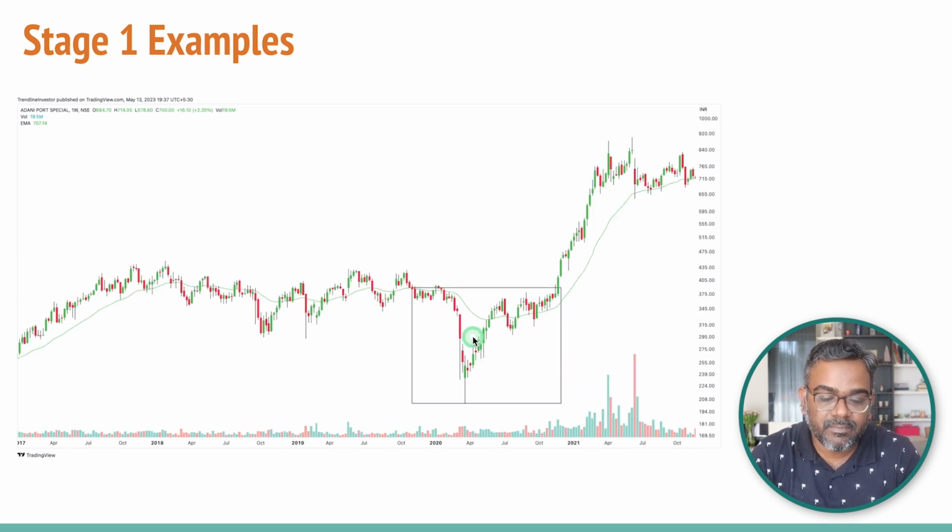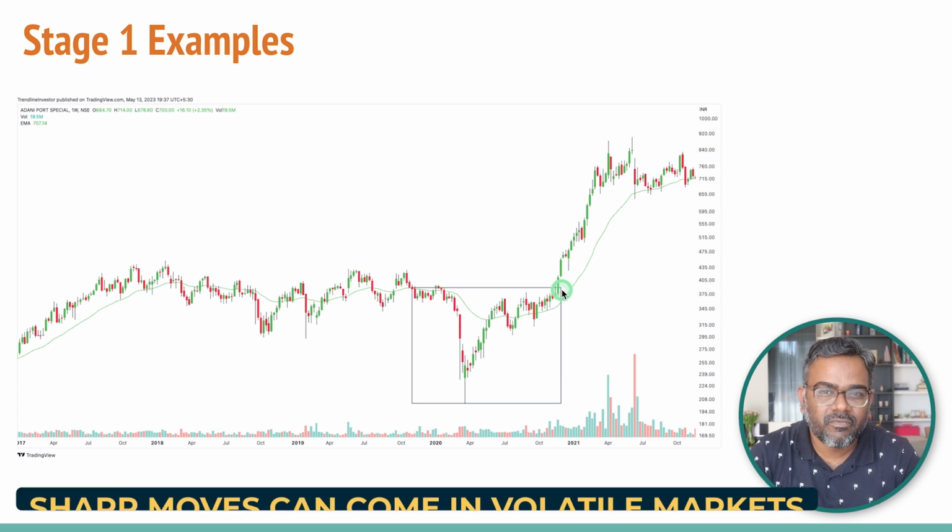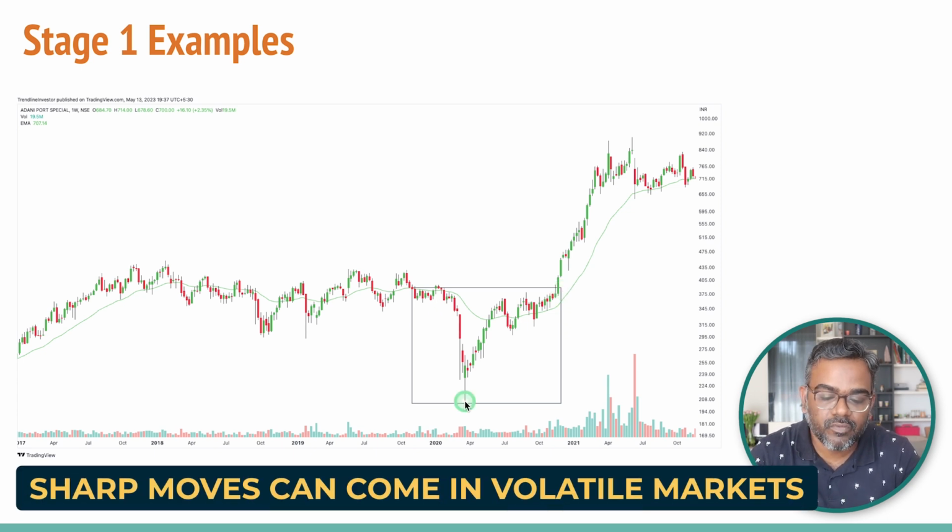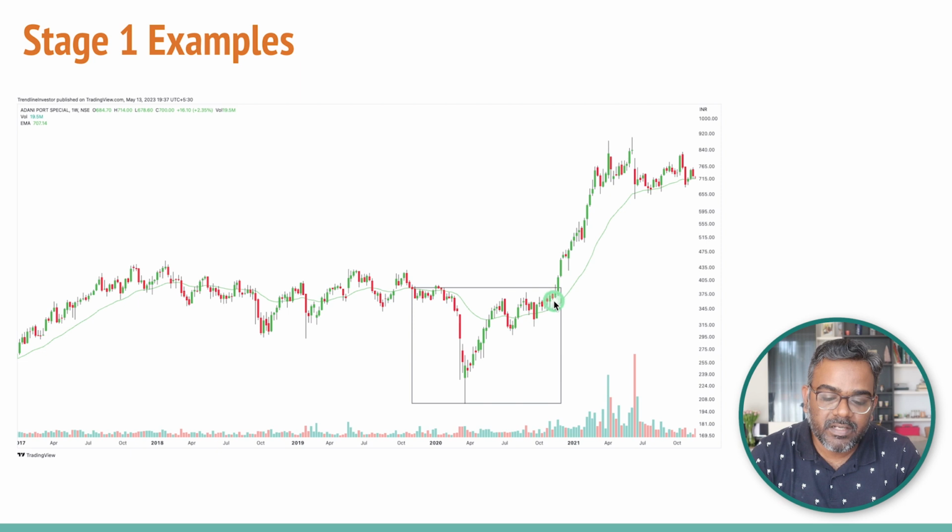Another example here is Adani Ports. It need not be necessary that the base is always in a range. We can also have bases like this. It is also something that you can look out for, especially when there's a very volatile market. You will have such sharp moves down and sharp moves back up. Here again, the 30-week moving average has been going sideways, and the stock has been going up and down, and finally we had a strong move here, which is ultimately the breakout from the stage 1 phase. That's another example, Adani Ports.